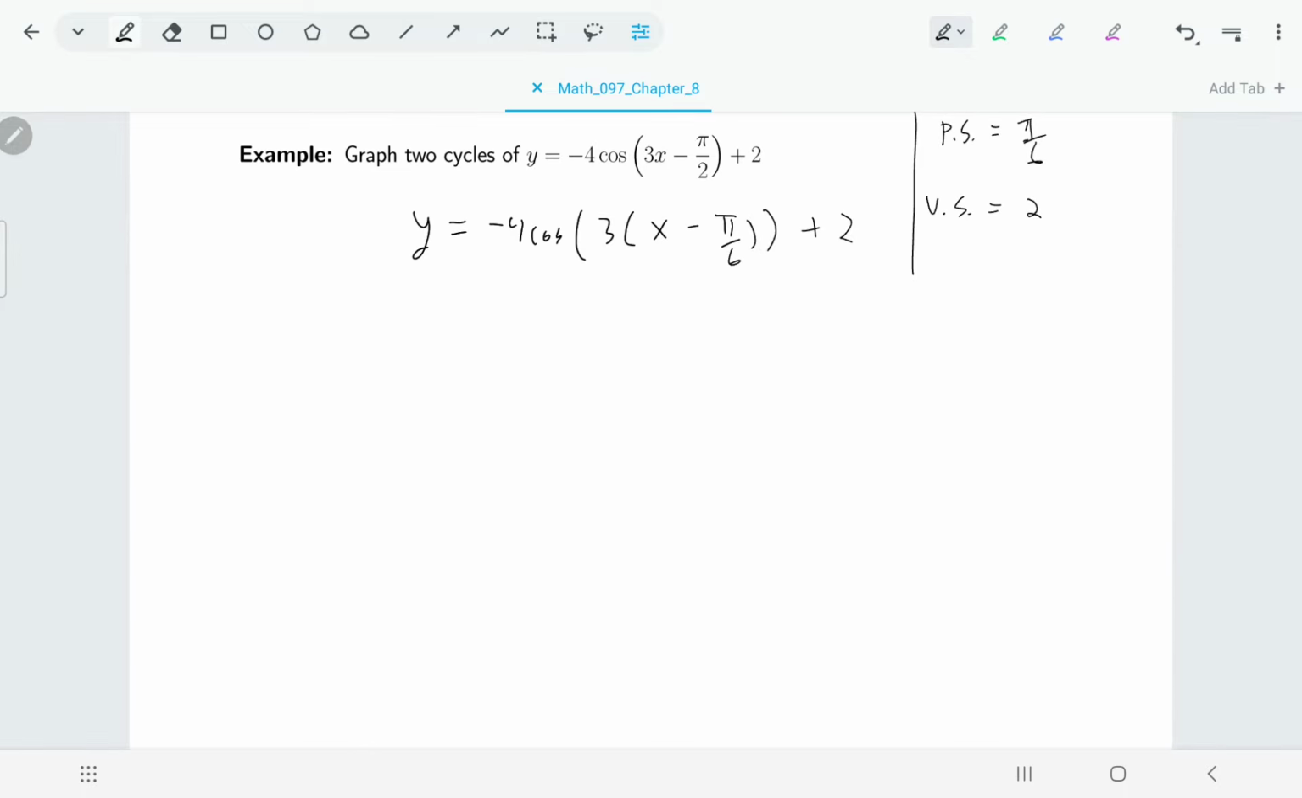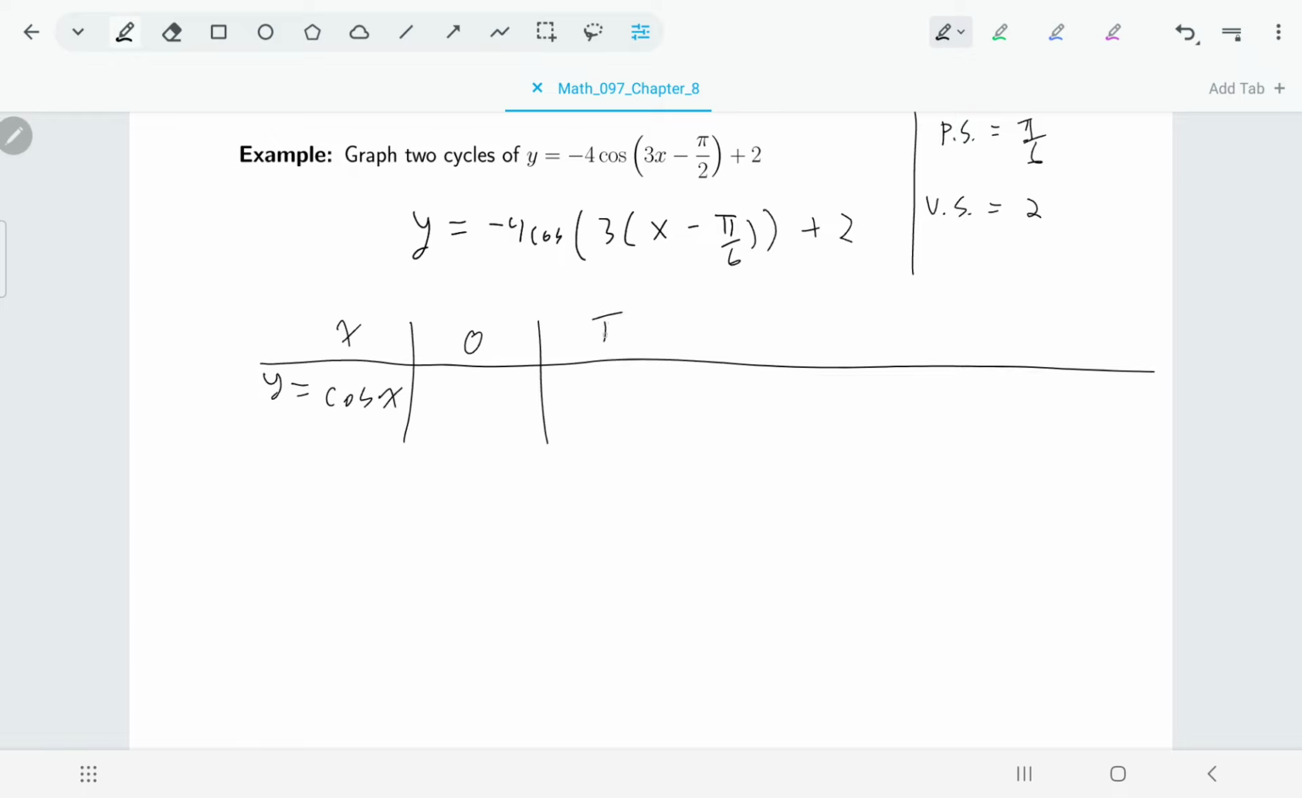But that's later. Right now, I'm going to deal with the first part, which is just listing out what are all of the x and the y values for the basic shape y equals cosine of x. So we start again at the very beginning of things. Our x values are 0, pi over 2, pi, 3 pi over 2, and then 2 pi. And our y values for cosine are starting at 1, going down to -1, then back up to 1.